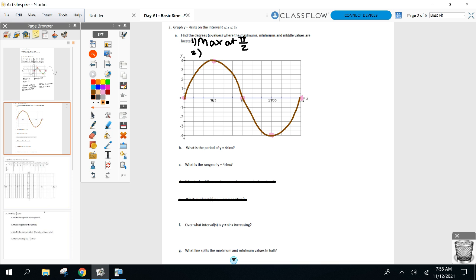What about a minimum? I know it's -4, but I'm not concerned what it is. It's asking me what degree measure, what value? At 3 pi over 2. So the min at 3 pi over 2.